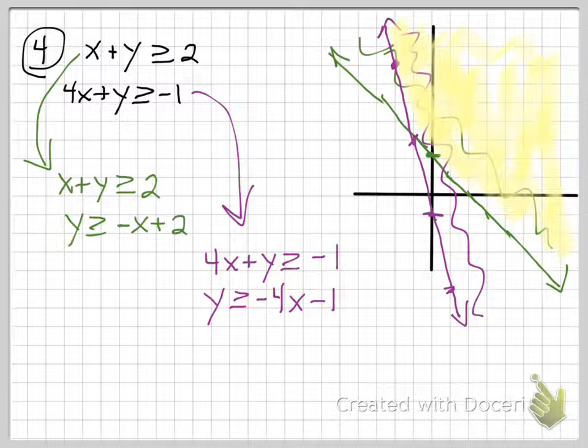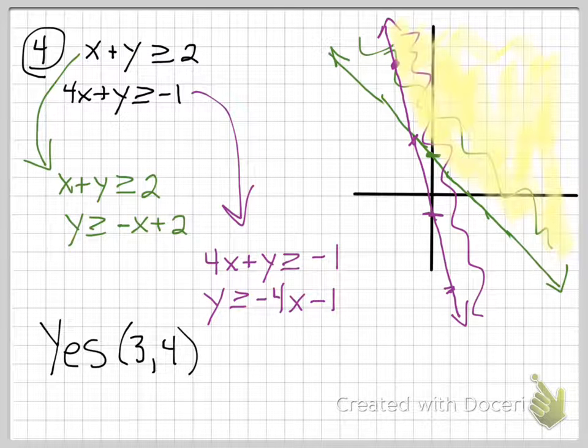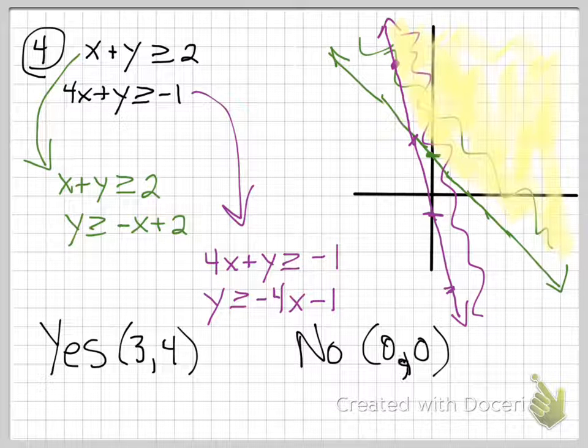Now I can find a yes point and a no point. Remember, any point in the shaded region is a solution, so it qualifies for my yes, it is a solution. And I'm going to pick, we'll go with 3, 4. You could have picked a different point if you wanted to. And my no point, we'll just go with 0, 0.